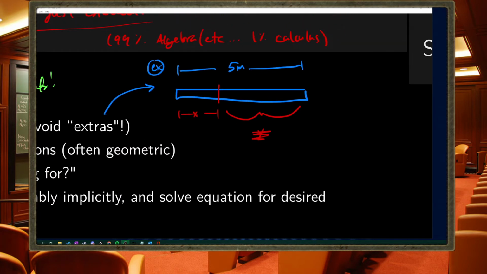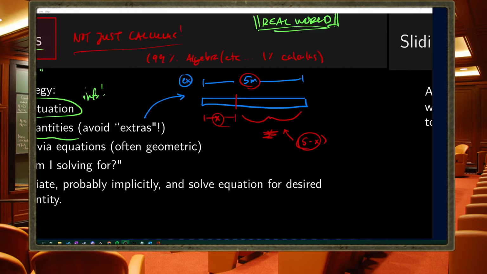Instead, think about it like this. Well, if this is x, and I know the whole beam is 5, then this length is really 5 minus x, right? It's the remainder. So when I add these two together, I'm left with 5. So you see how this keeps it in terms of one variable instead of two? This is kind of a theme that I want you to look out for.